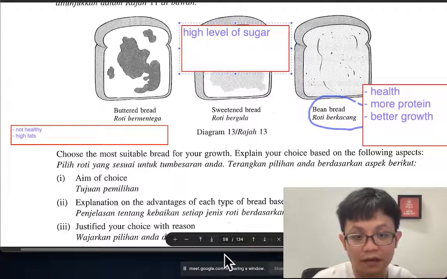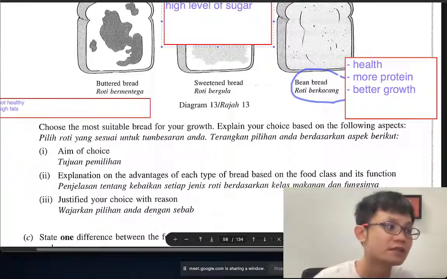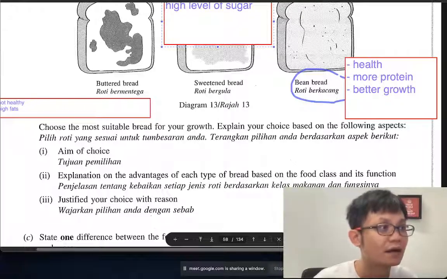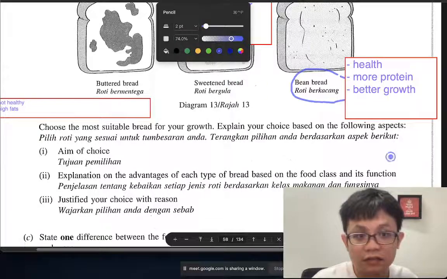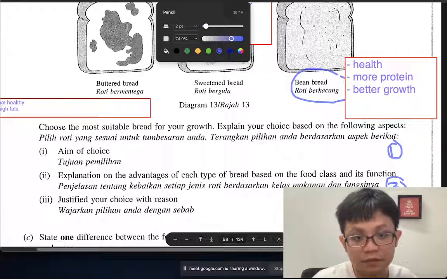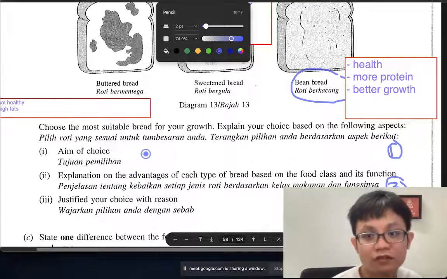But I want to see question 1. Oh, here it didn't say. So question 1, probably assuming the total is 6 marks. So actually this one is 1 mark, this is 3 marks, but this is 2 marks. But you try to explain more because you didn't also explain the choice. You want to choose bean bread because it is healthy, and explain the advantages of the bread.